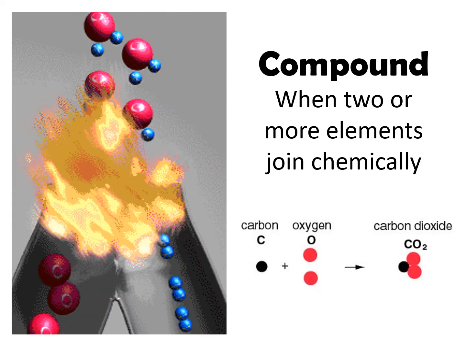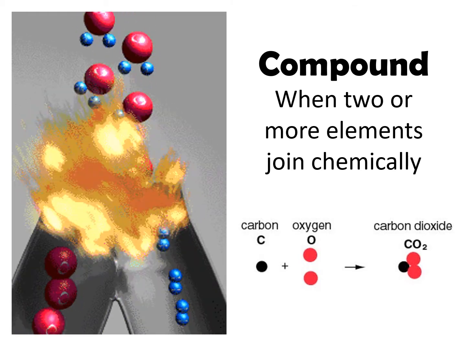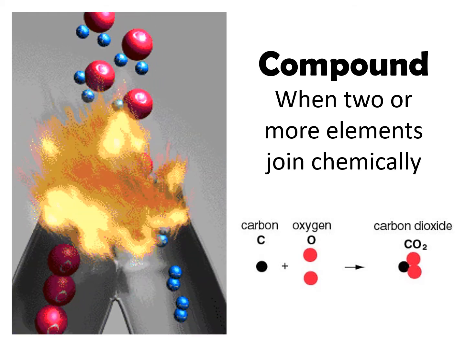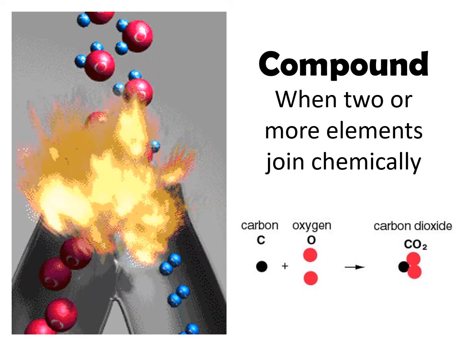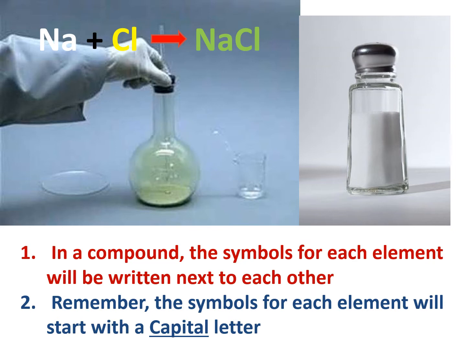A compound is when two or more elements are chemically combined. This is kind of a cool little picture here. I don't know, it's kind of neat. In a compound, the symbols for each element are written next to each other. Remember, the symbols for each element will start with a capital letter.